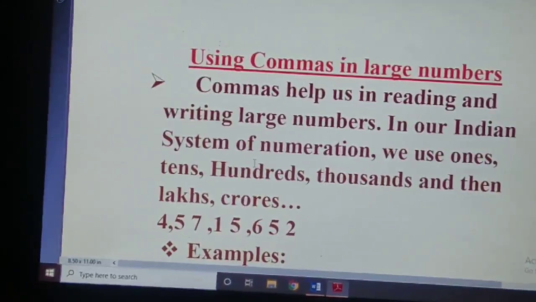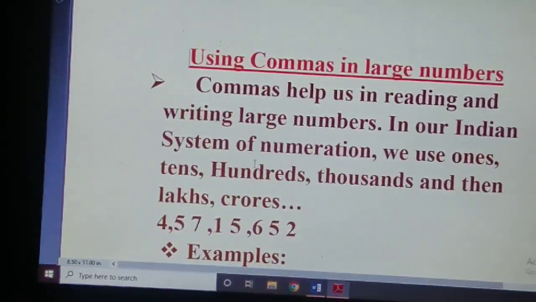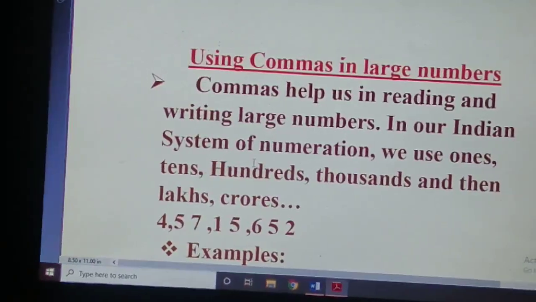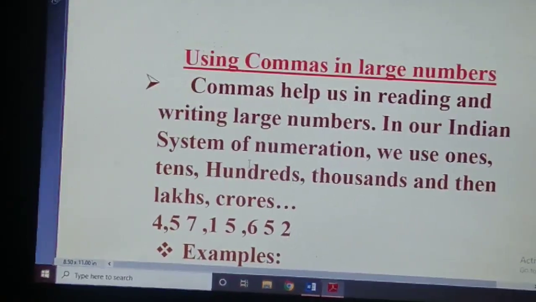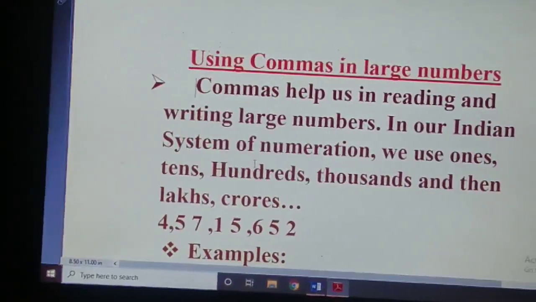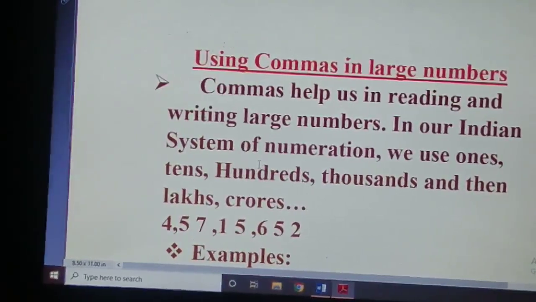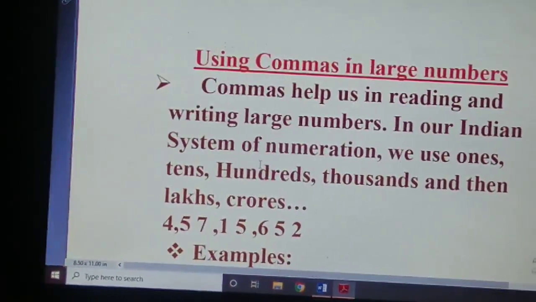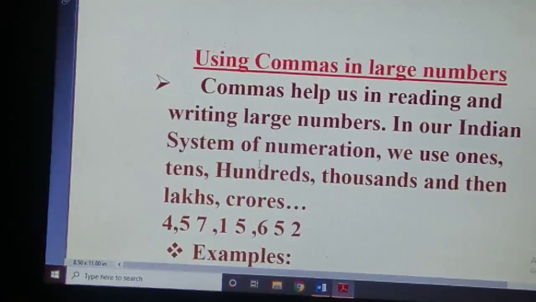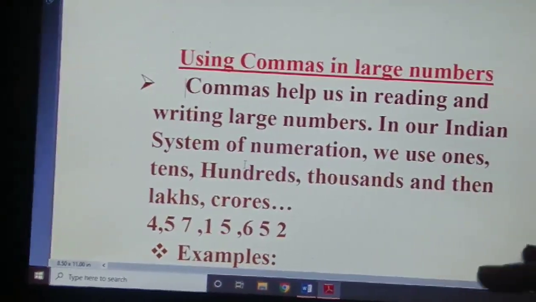Now in this section we are going to learn about using commas in large numbers. We often use commas when writing numbers. Commas help us in reading and writing large numbers. In our Indian system of numeration, we use ones, tens, hundreds, thousands, and then lakhs, crores, and so on.